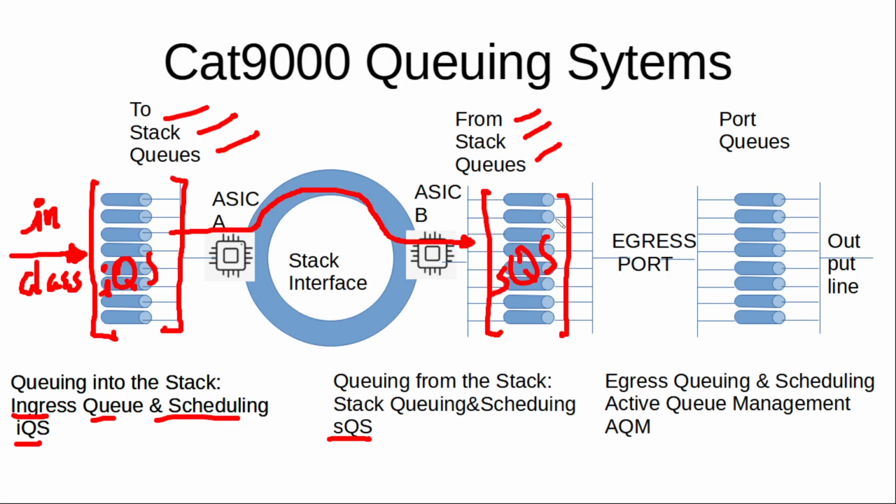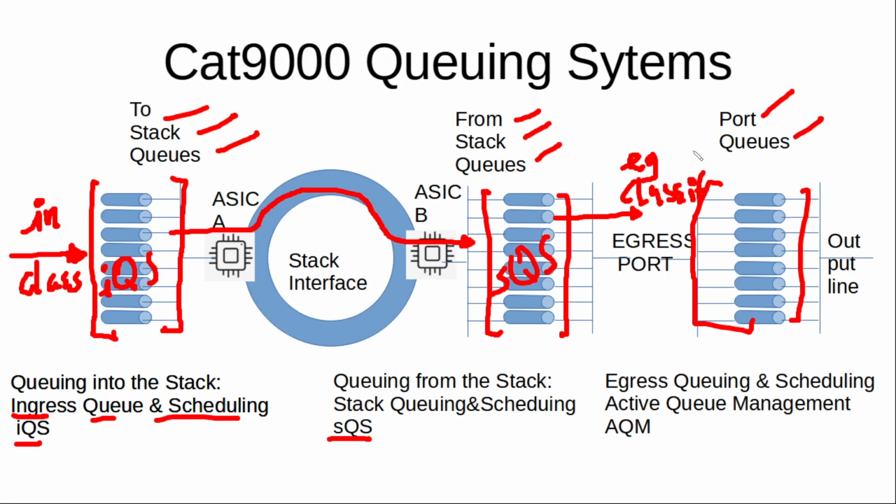Then your packet will eventually arrive to your egress port where it will be subject to egress classification, and then that packet will be placed into a set of egress port queues. The egress port queues are managed by the Active Queue Management subsystem, or AQM. So AQM is in charge of the queuing and scheduling of your egress port queues previous to sending this packet into the transmission line.